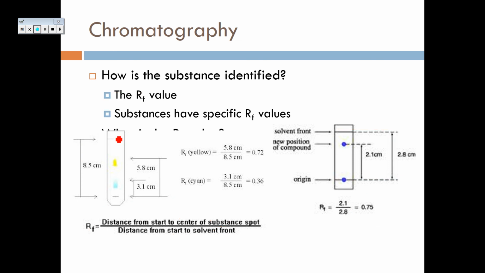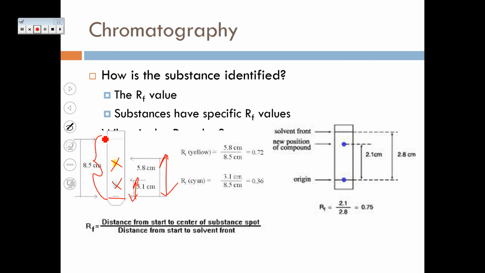Here's another example. Here is where our sample is: you have a blue dot and a yellow dot. The blue dot migrates to 3.1 centimeters. The yellow dot migrates to 5.8 centimeters. The total distance that the solvent made it to was 8.5 centimeters.